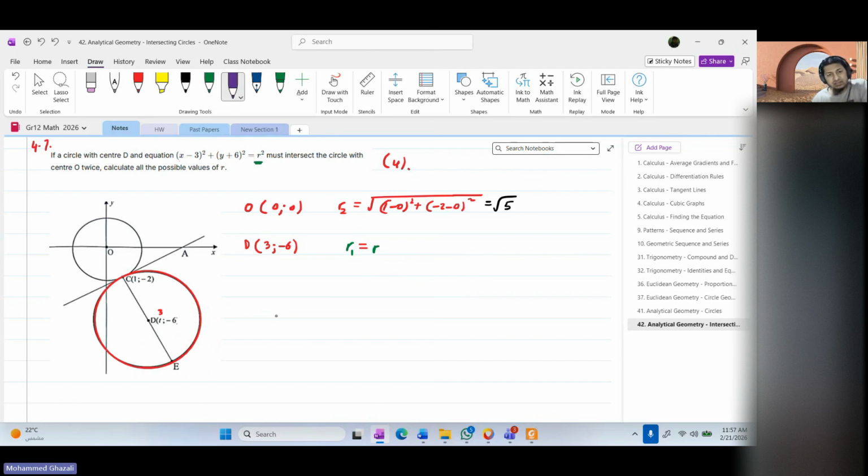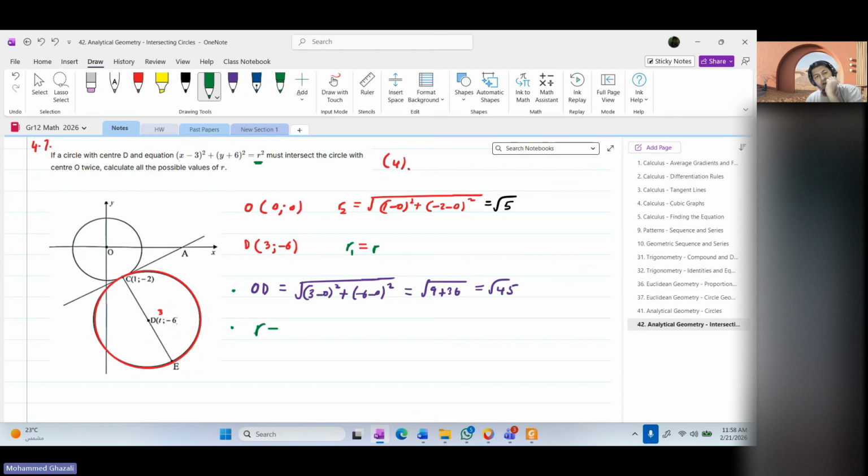Now, if you're finding the distance between the centers, remember what's the distance between the centers? OD is the distance between the centers, and that is equal to 3 minus 0 squared plus minus 6 minus 0 squared, which is the square root of 9 plus 36, which is the square root of 45. So this bigger circle must intersect the smaller circle, right? So remember, if it intersects, we need three different quantities. We also need R minus R, right?